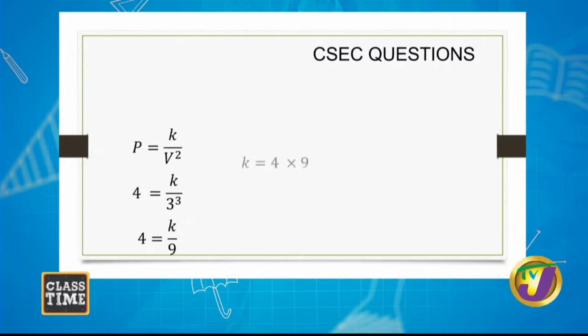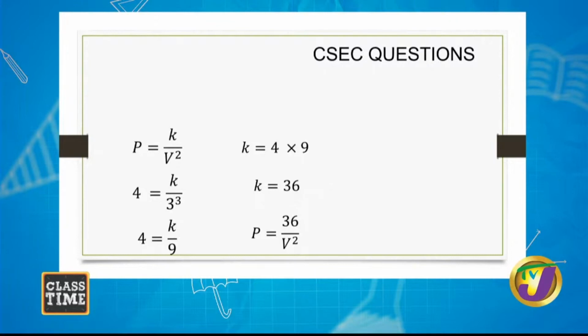Good. Now we can see here that we will multiply through by 9 to get that constant value. Beautiful. And what's the constant, Richard? 36. 36 is so correct. All right, students, so now we know the equation we're working with. Talk to me about the equation, Richard. Since we know what the constant is, it's 36, P is equal to 36 divided by the square of V.